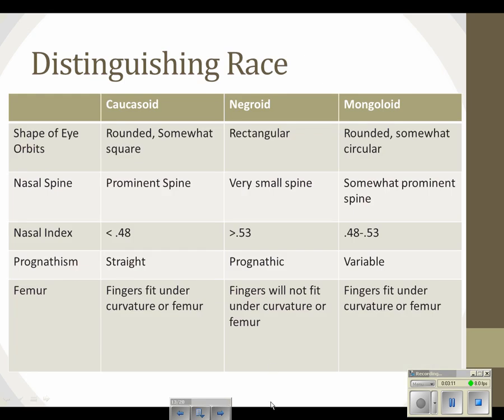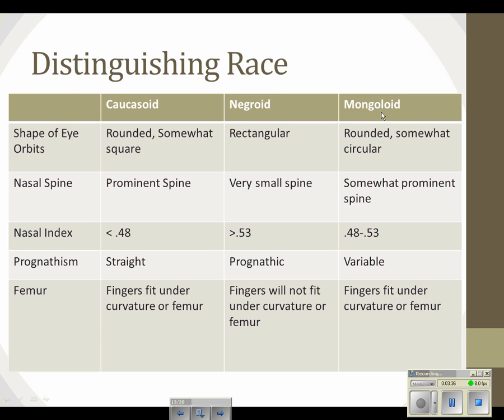And then we can also use bones to distinguish race. Looking at this chart, you can see we divide the races into Caucasoid, Negroid, or Mongoloid. It's getting a little bit more difficult to do this because a lot of the races have become blended in a sense. So there's not going to be really distinct, significant differences, where at one point when they first started doing this, they saw that.